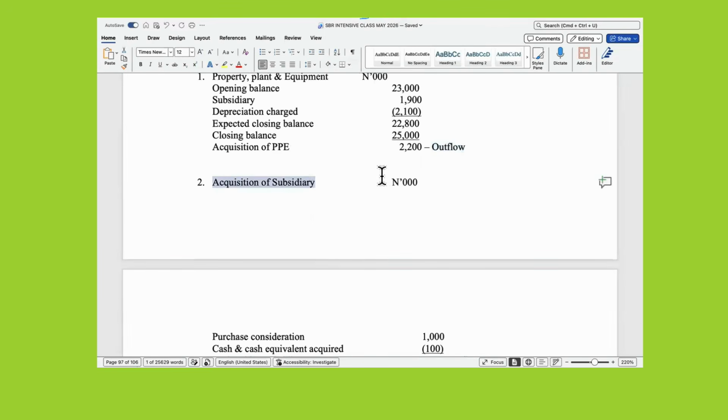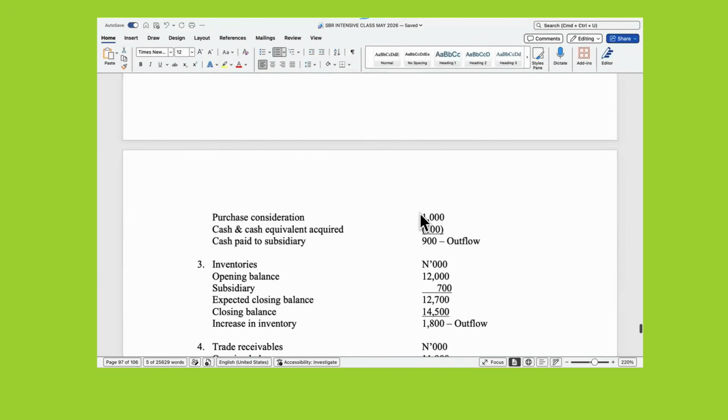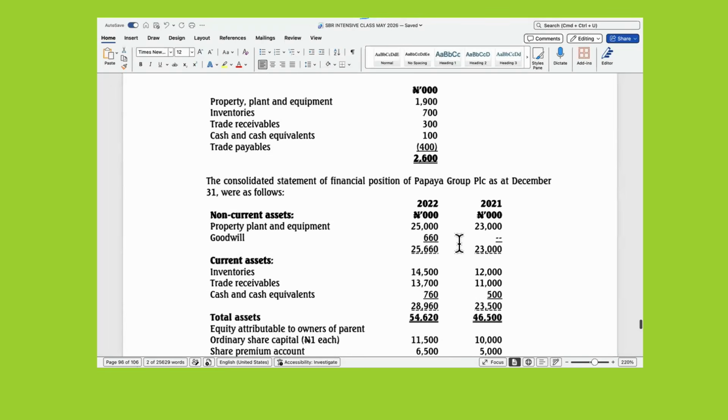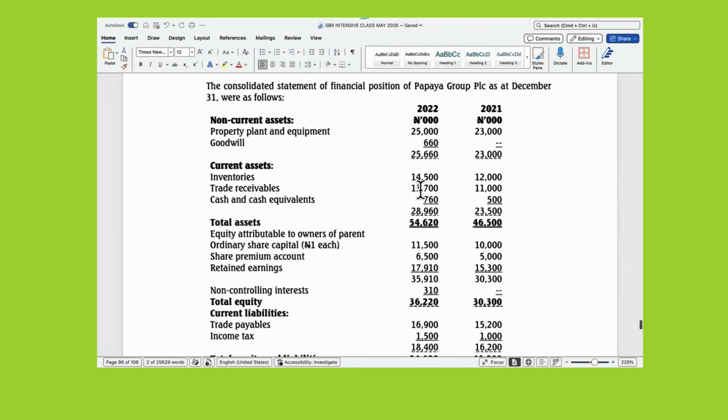So goodwill only arises when there's acquisition of a subsidiary. Purchase consideration 1 million, cash and cash equivalent acquired 100. So there's an outflow of 900 here, which I'll put in investing activities. I move to my inventory.